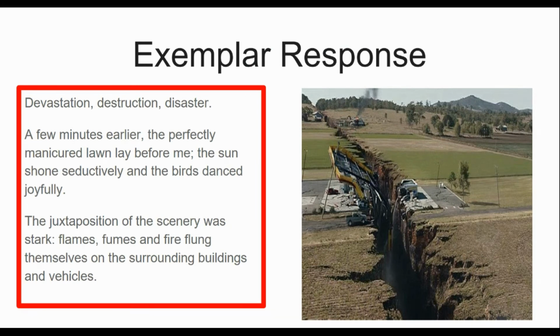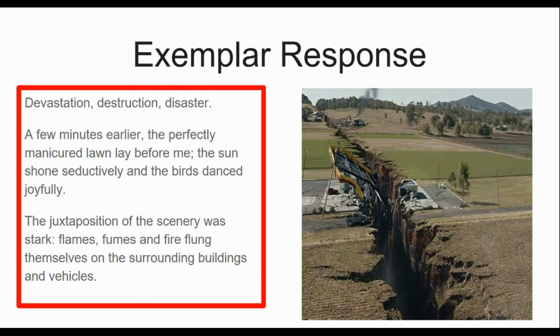So as you can see, I started off with a very short sentence, also using a list or rule of 3, devastation, destruction, disaster, and also used alliteration there to really emphasize the destruction at the start of this scene. And it's also a paragraph on its own. And then I do almost like a flashback. A few minutes earlier, the perfectly manicured lawn lay before me. The sun shone seductively and the birds danced joyfully.